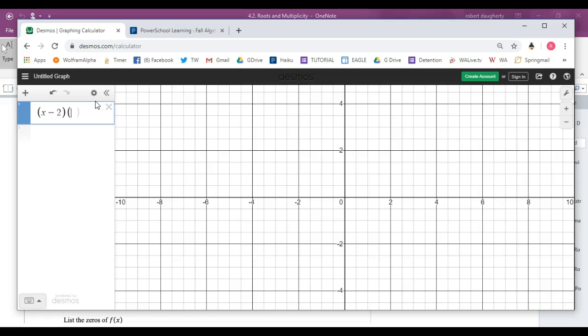Now, what if I multiply that line by the line x plus 1? Okay, like that. So I multiply two lines together. I no longer have a line. I have, what is this? It's a parabola. Where are the x-intercepts? Negative 1, 0, and 2, 0. You can see them on the graph, 2, 0, and negative 1, 0.